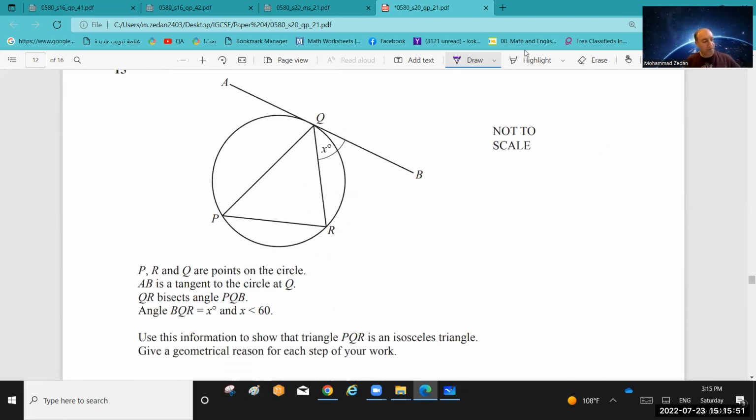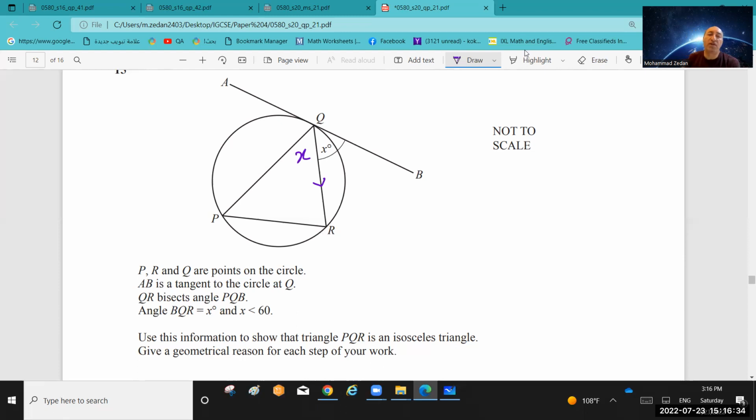Yeah, this is geometry. I have now the angle of tangency x, and P, R, Q are points on a circle. AB is tangent to the circle at Q. QR bisects angle PQR. So this x must be this x, by the property of the angle bisector. Angle PQR is x, and x is less than 60. Good. Use this information to show that triangle PQR is an isosceles triangle and give a geometric reason for each step.